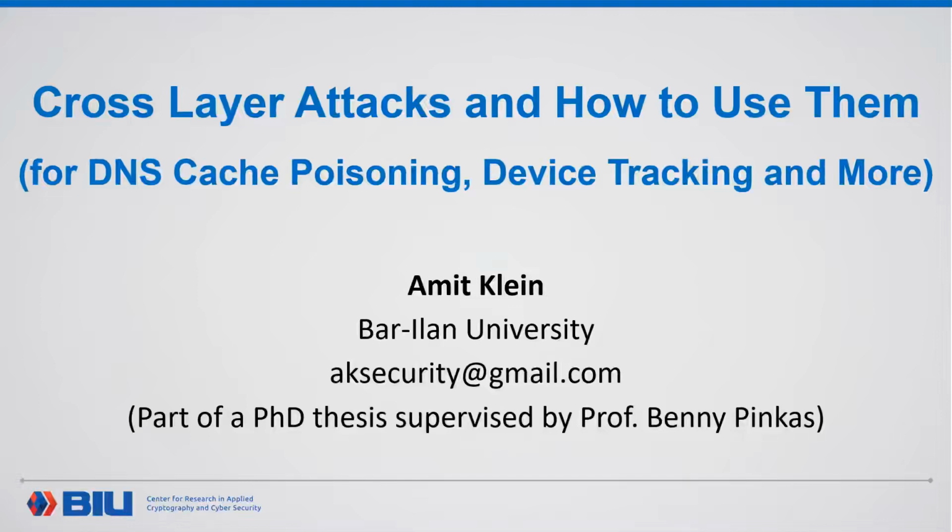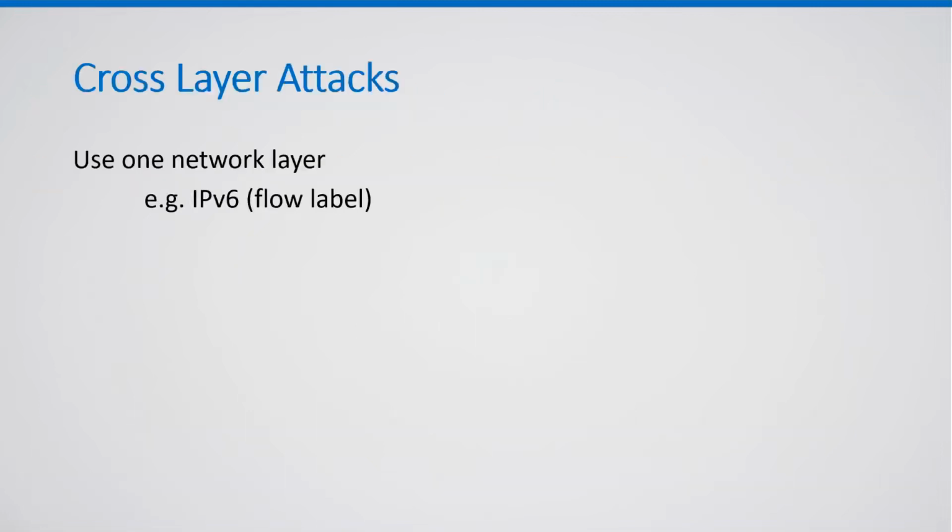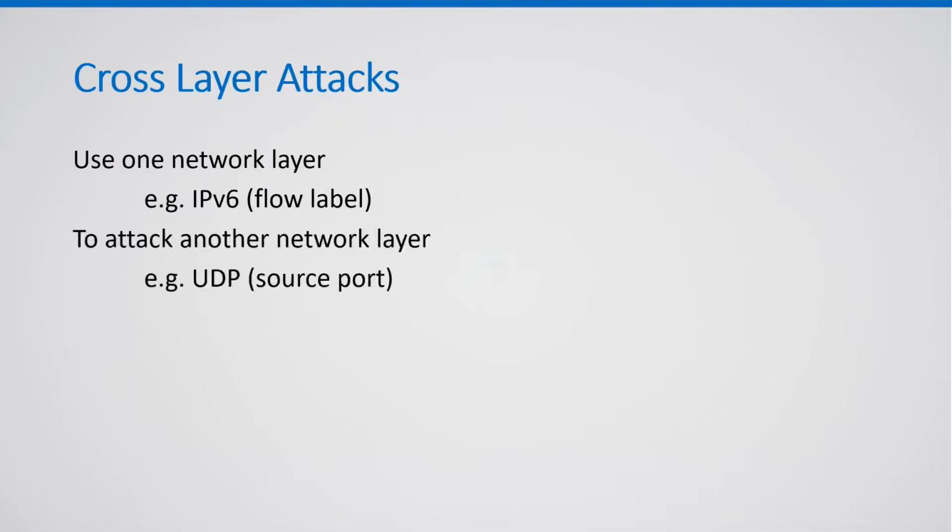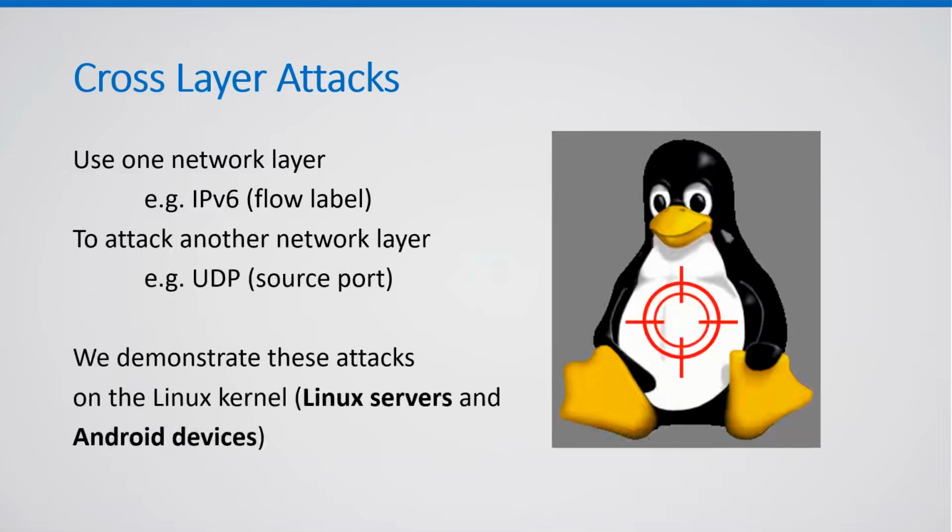Welcome to my presentation about cross-layer attacks and how to use them for DNS cache poisoning, device tracking, and more. I am Amit Klein from Bar-Ilan University, and this research is part of my PhD thesis supervised by Professor Benny Pinkas. Cross-layer attacks use one network layer, such as IPv6, to attack another network layer, such as UDP. We demonstrate these attacks on the Linux kernel, which is used by Linux servers, Linux desktops, Linux laptops, and by Android devices.